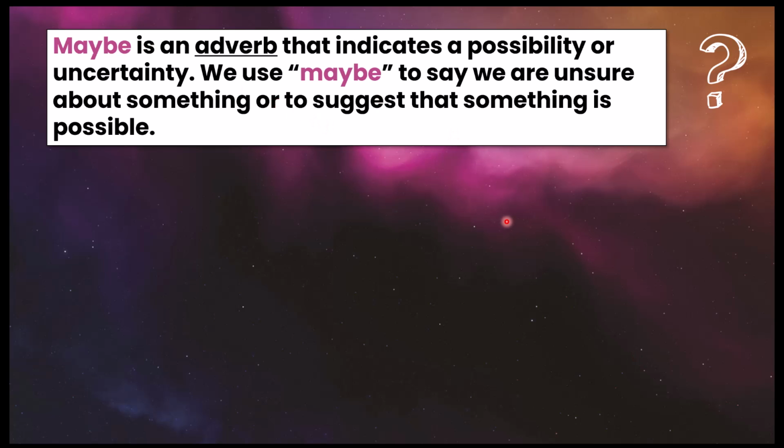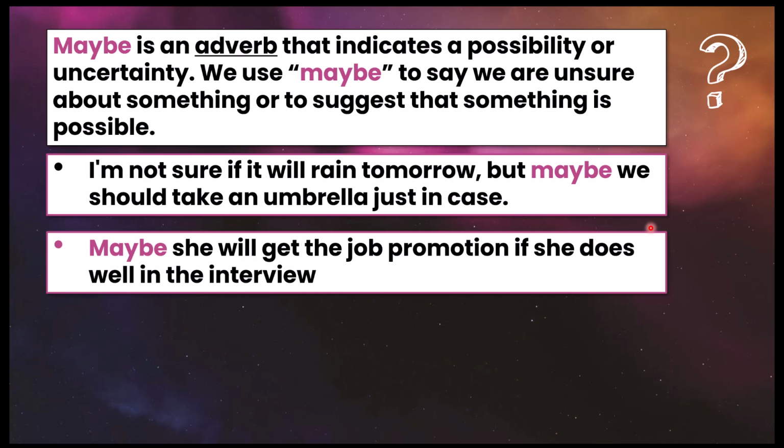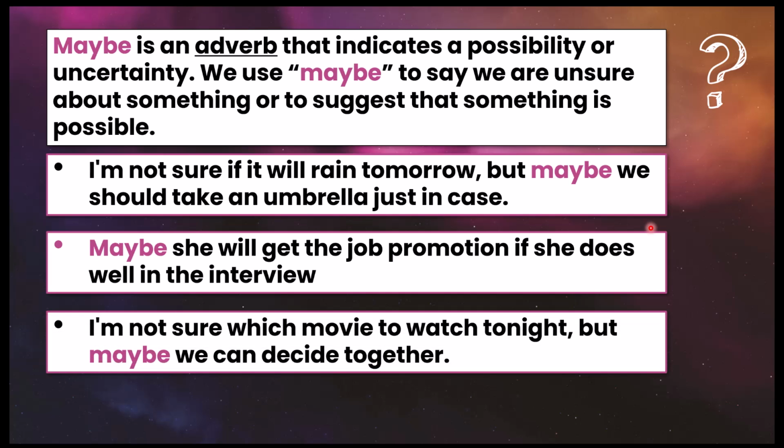Maybe is an adverb that indicates a possibility or uncertainty. We use maybe to say we are unsure about something or to suggest that something is possible. For example, I'm not sure if it will rain tomorrow, but maybe we should take an umbrella just in case. Maybe she will get the job promotion if she does well in the interview. I'm not sure which movie to watch tonight, but maybe we can decide together. So in all of these examples, we're using maybe as an adverb.